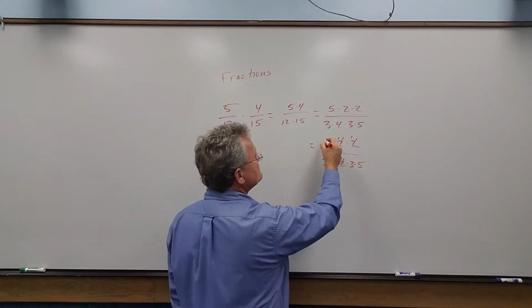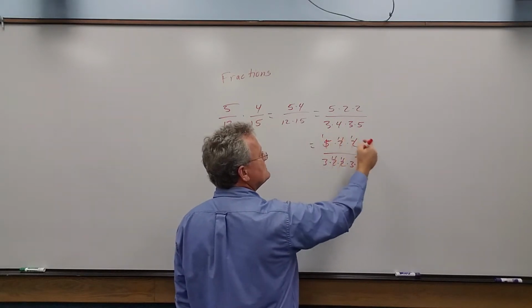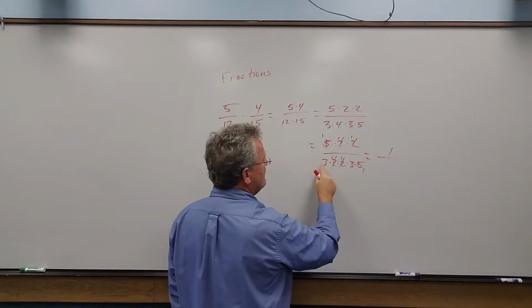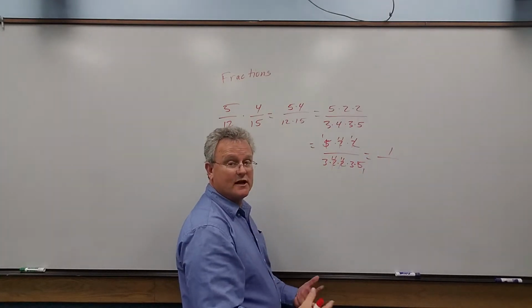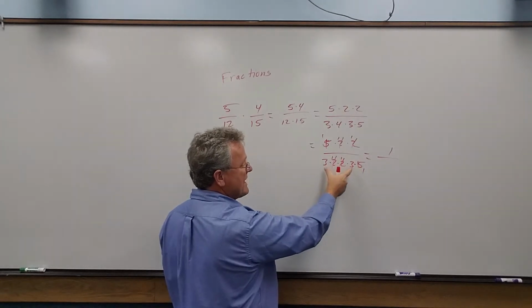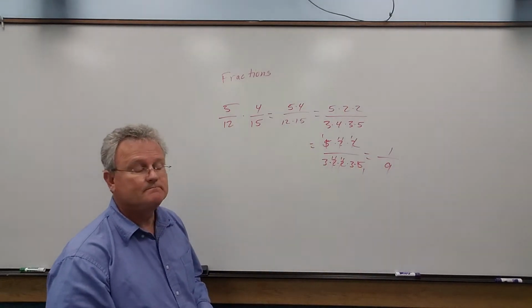The 5's also cancel. And what do we get? 1 times 1 times 1 is 1. 3 times 3 times 1 times 1 times 1. The 1's don't really matter, but 3 times 3 is 9, and there's our answer.